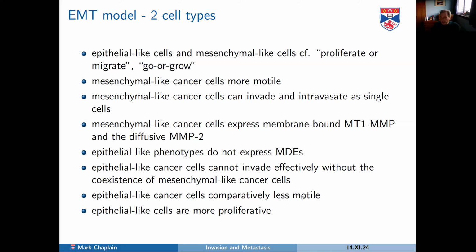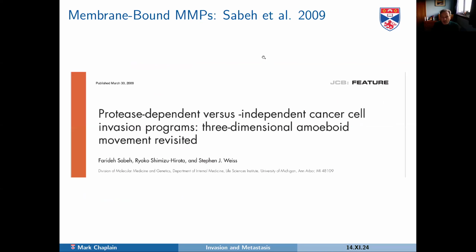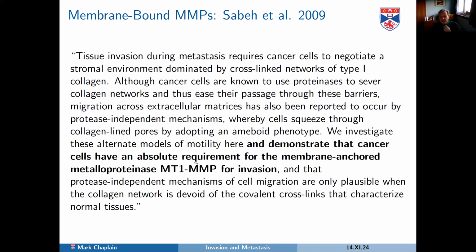The epithelial cells are relatively static, although they can move slightly if they're in the presence of mesenchymal cells, but they also proliferate. So they can fill gaps by proliferation. So we needed to take into account these differences in the model. And we also needed to take into account these membrane-bound proteins. And this was first discovered in a very elegant paper by Stephen Weiss and his group in 2009. And they showed in this nice paper that it was really necessary to have the membrane-bound proteins for invasion.